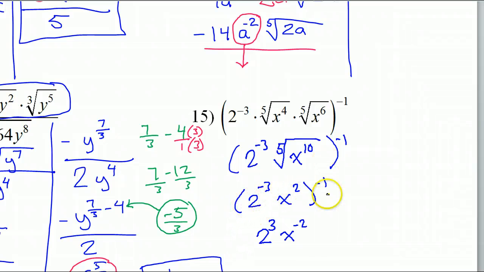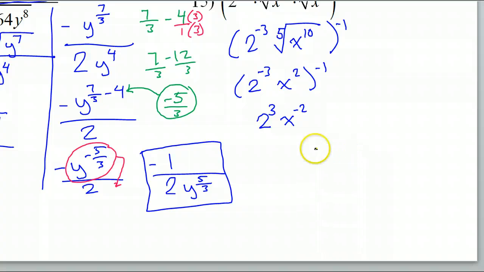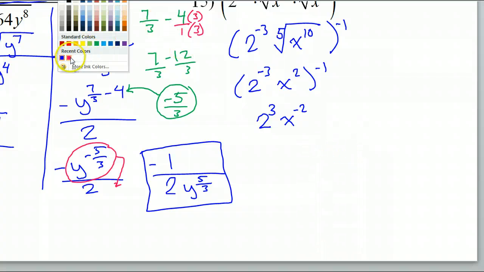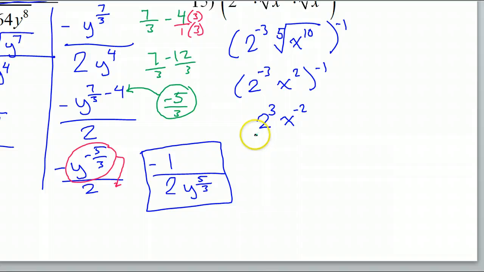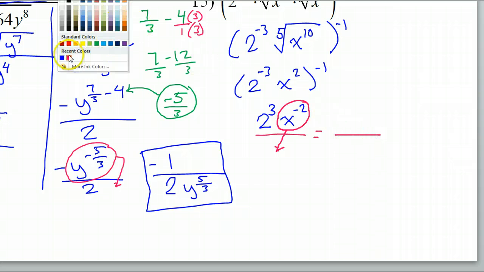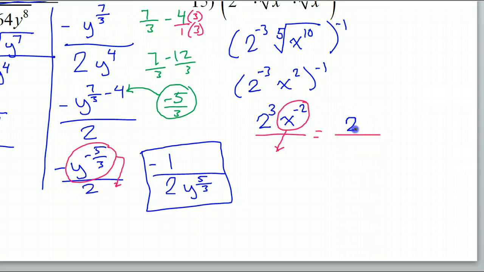Now, in my final step, I will move anything that has a negative exponent. So here's the invisible fraction line, and this is on the wrong side of it. So I've got to drop it down. Okay, so I have my 2 to the 3rd power over x squared. Of course, 2 to the 3rd power is 8, so the final answer is 8 over x squared.